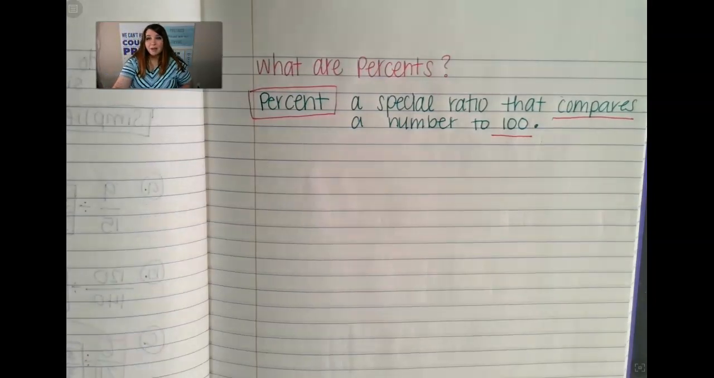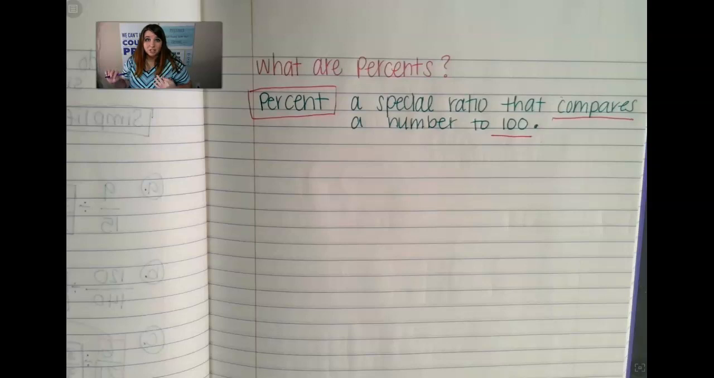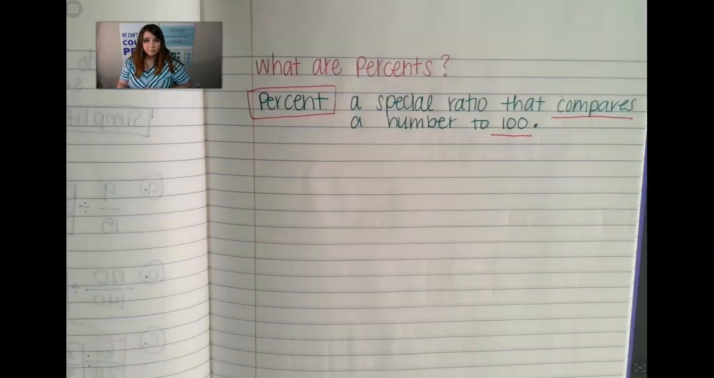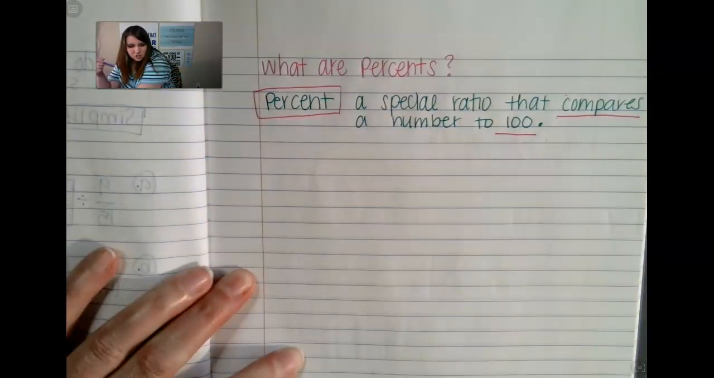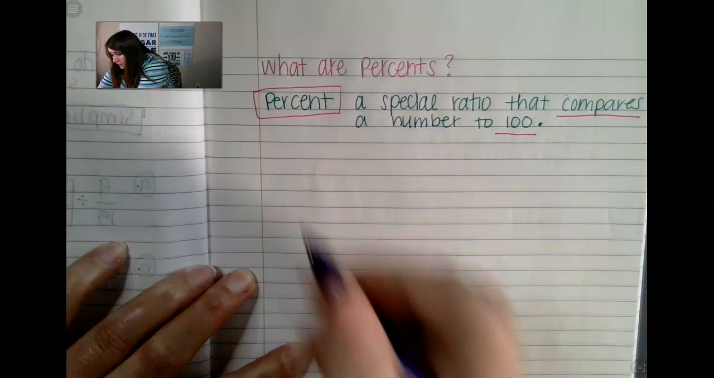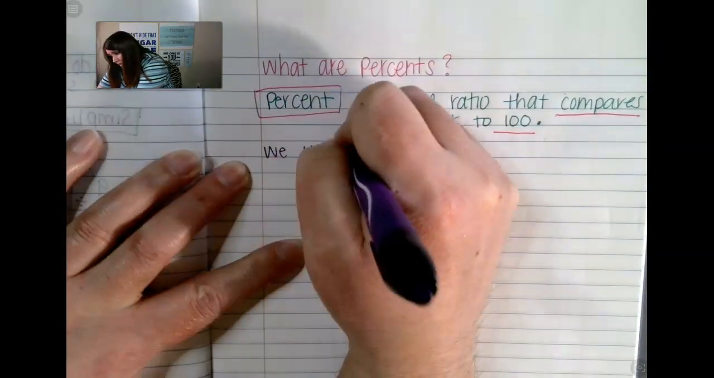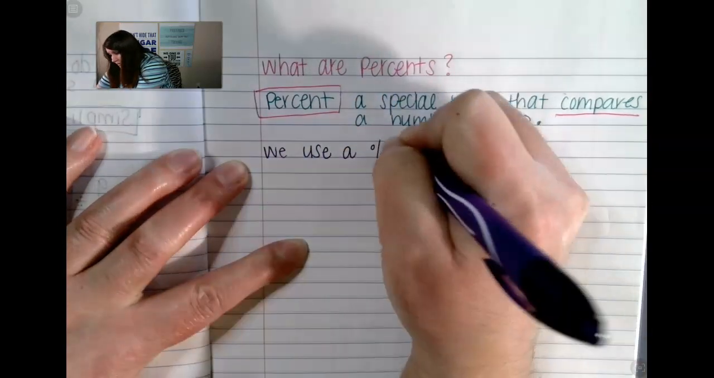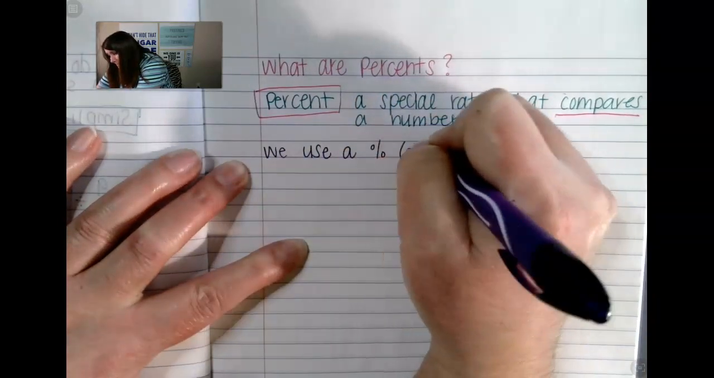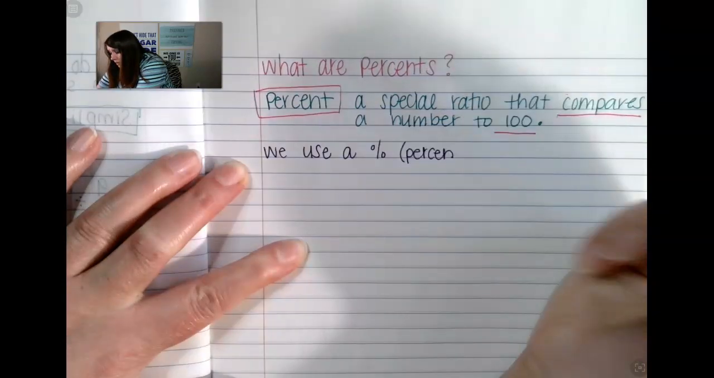Okay, we use a percent sign instead of a colon like we do when we are looking at ratios. So when we made ratios and equivalent ratios, we used a colon. So instead of using the colon, we're going to use a percent sign, which kind of looks like a colon except it has a slash through it instead. So we use a percent sign.